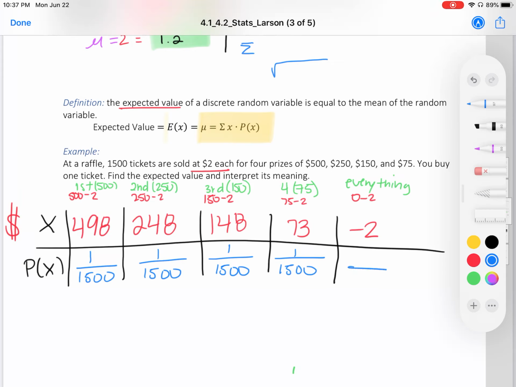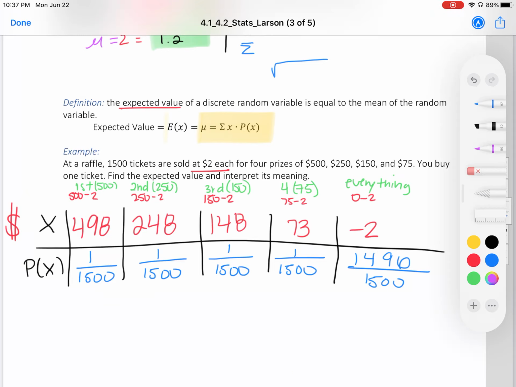All right, what's left? Out of these 1,500 people, how many lost? Well, let's think about it. 1 first, 1 second, third, and fourth. So we have 4 people who did not lose. So 1,500 minus 4, our numerator would be 1,496. Again, that number 1,496, I wrote the wrong number, is from 1,500 minus 4, the 4 that won.